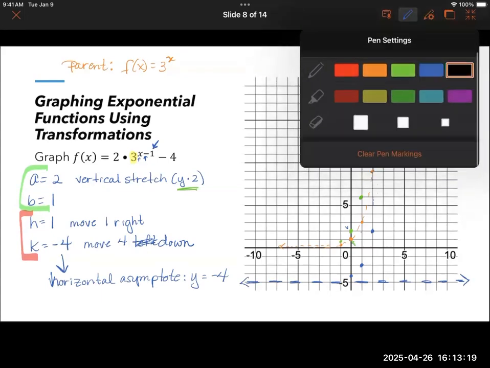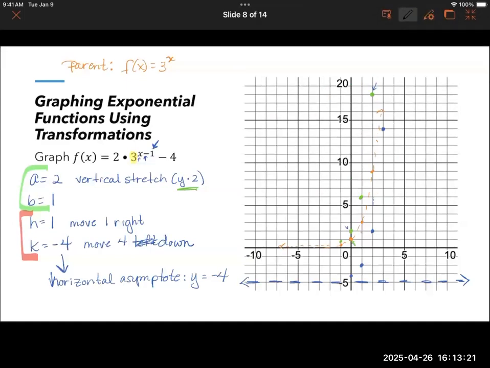All right, so now you've got the points, and now you can fit your curve through those points as best you can, curving it into the asymptote as well as you can. And that is what your final graph would look like for f of x.